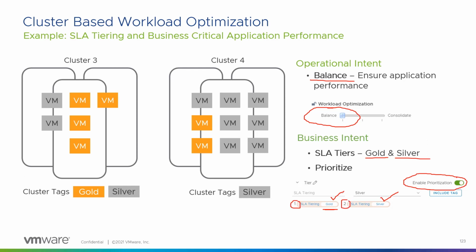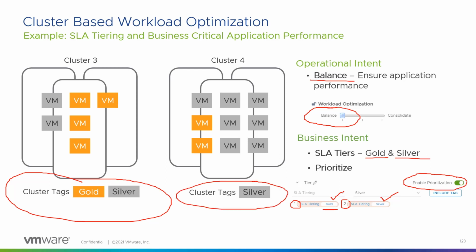Now, when I go to the actual environment, I'm going to label the gold cluster with both gold and silver tags, and cluster 4, which is my silver older hardware, still good, but not super fast, I'm going to label with silver, right? And now I just go through and label all my VMs, gold, silver, gold, silver, gold, silver, etc.